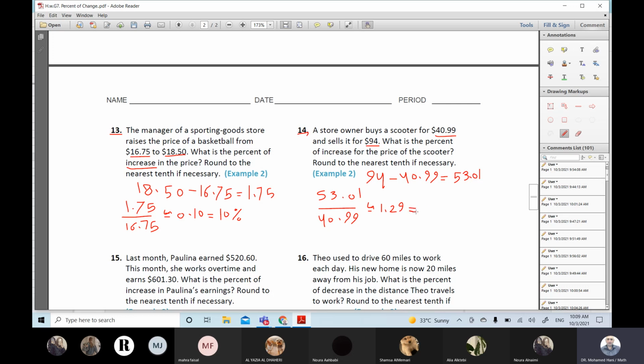As a percent, who can tell me here as a percent how to write this number? Write as a fraction at the first. We have 1, 2, 9 means 129 over 100. Then change it to the percent. So we can write 129%.